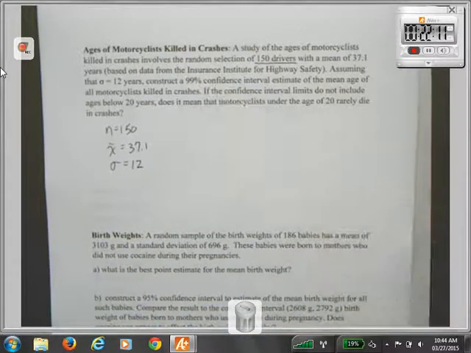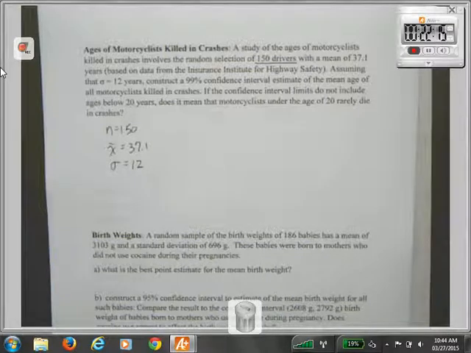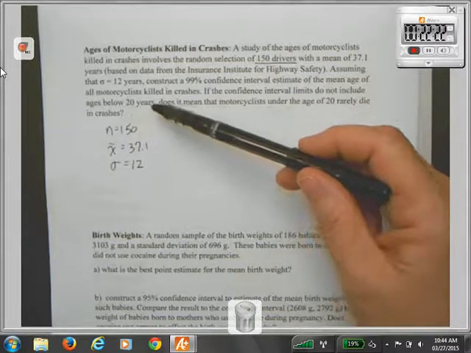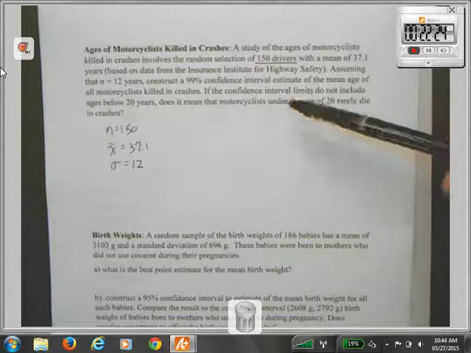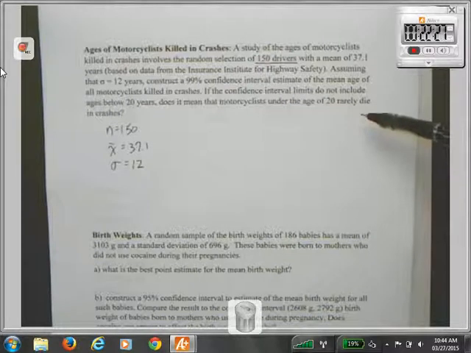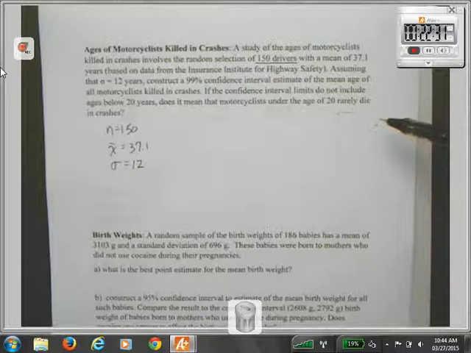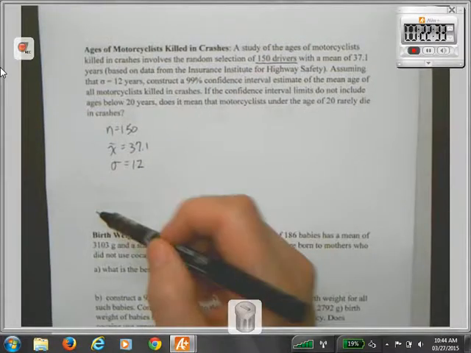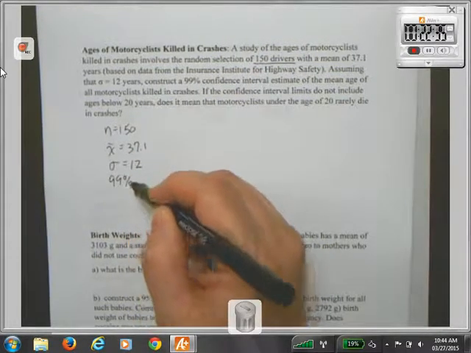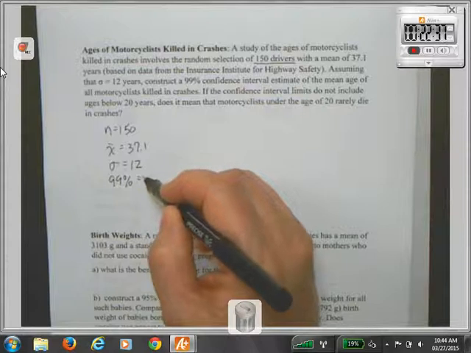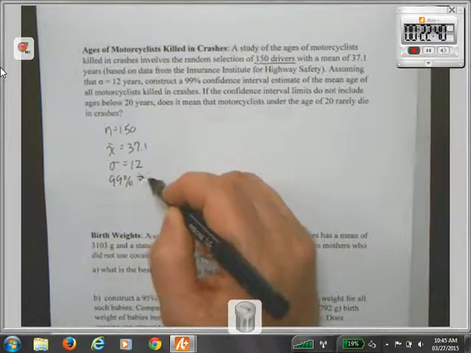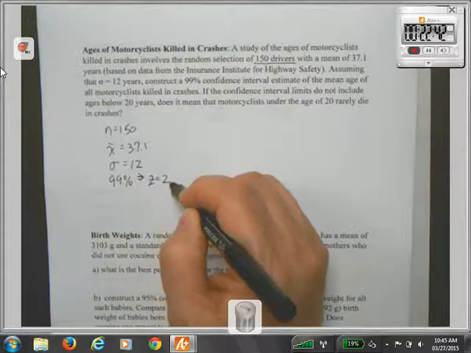Assuming a standard deviation of 12 years, now that's a big standard deviation, I have to say. Construct the 99% confidence interval for the mean age of all motorcyclists killed in crashes. If the confidence interval limits do not include ages below 20 years, does it mean that motorcyclists under 20 years rarely die in crashes? Okay, so once again, I'm going to address that question after we get that interval made. What's the z for 99%? 2.57. So z equals 2.576.